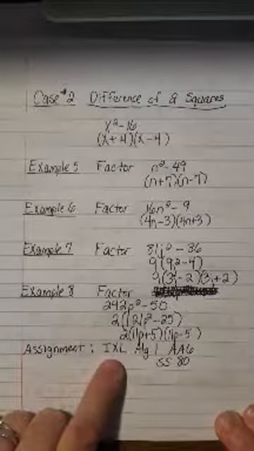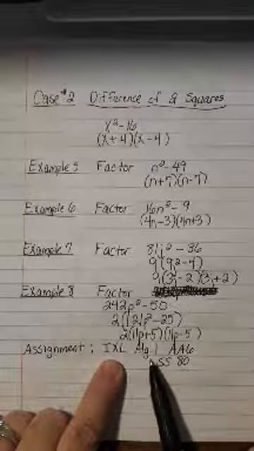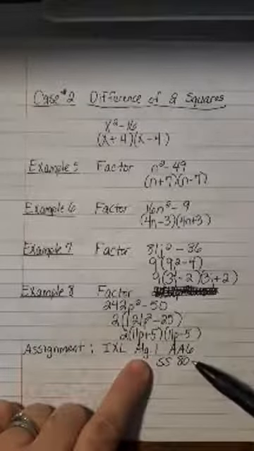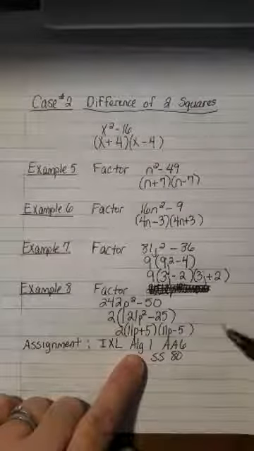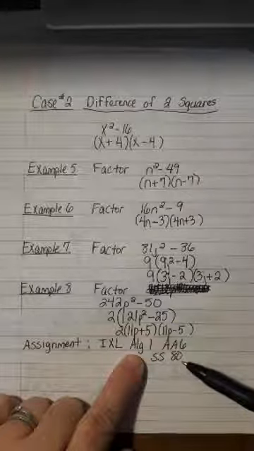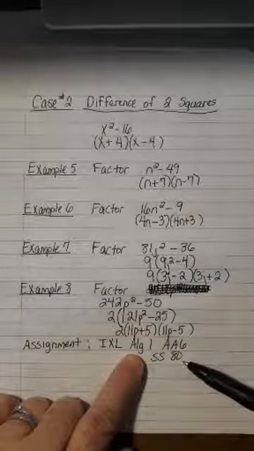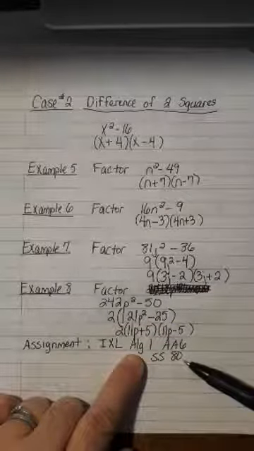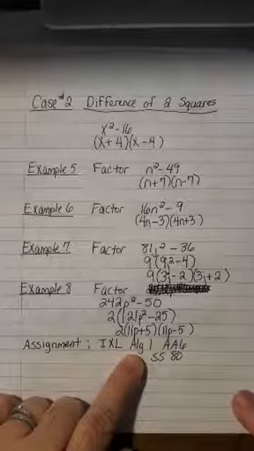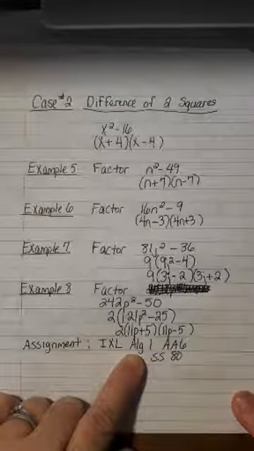Your assignment is IXL Algebra 1. And we are going to do lesson 8A6 and get a SMART score of 80. This would probably be a good lesson to try to get to 100 on so you can get some bonus points. The more bonus points you get, the faster your grade will move up.